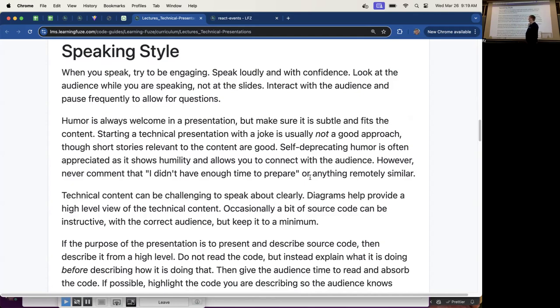Humor is always welcome in a presentation, but make sure it is subtle and fits the content. And it's just awful. I'm sorry, it's awful. He never had success with his presentations, and as a result, he could have done a lot better in his career if he had figured out how to have a little bit more of an engaging style. So I wanted to talk about that because it's very, very important to use a good speaking style.